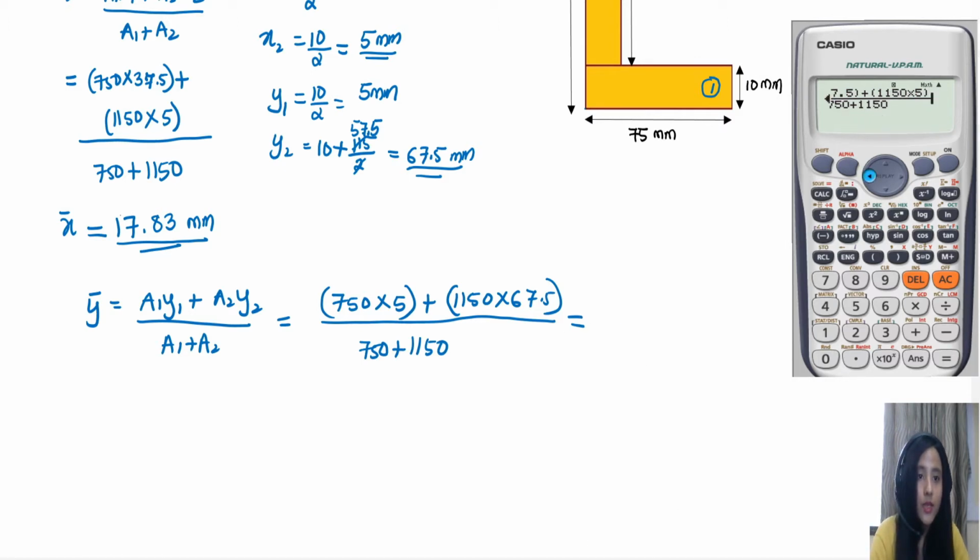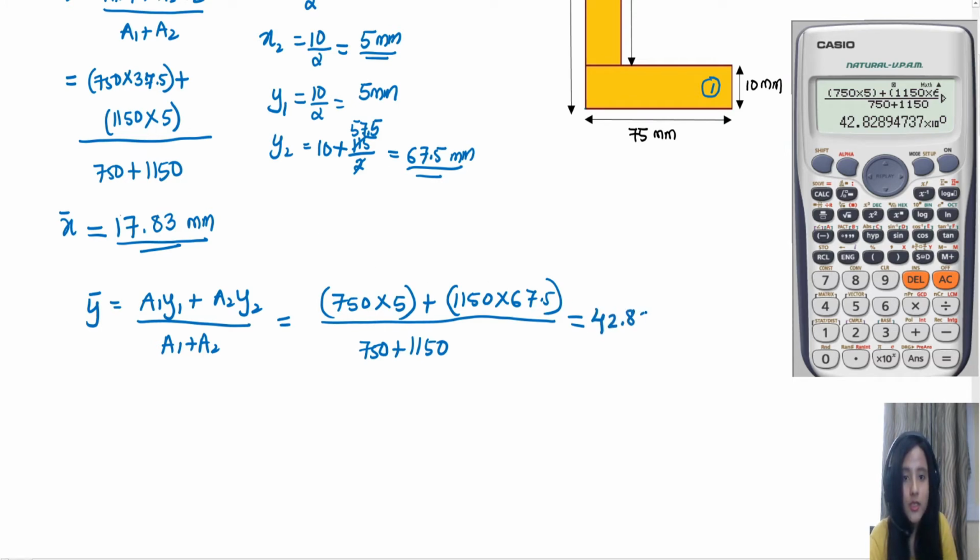I'm just going to change the values of x1 and x2 here and make it this one. Here y2 is 67.5 and here it is into 5. So I'm getting 42.83 again. So this is coming equal to 42.83 mm. This is the position of my centroid for y bar.